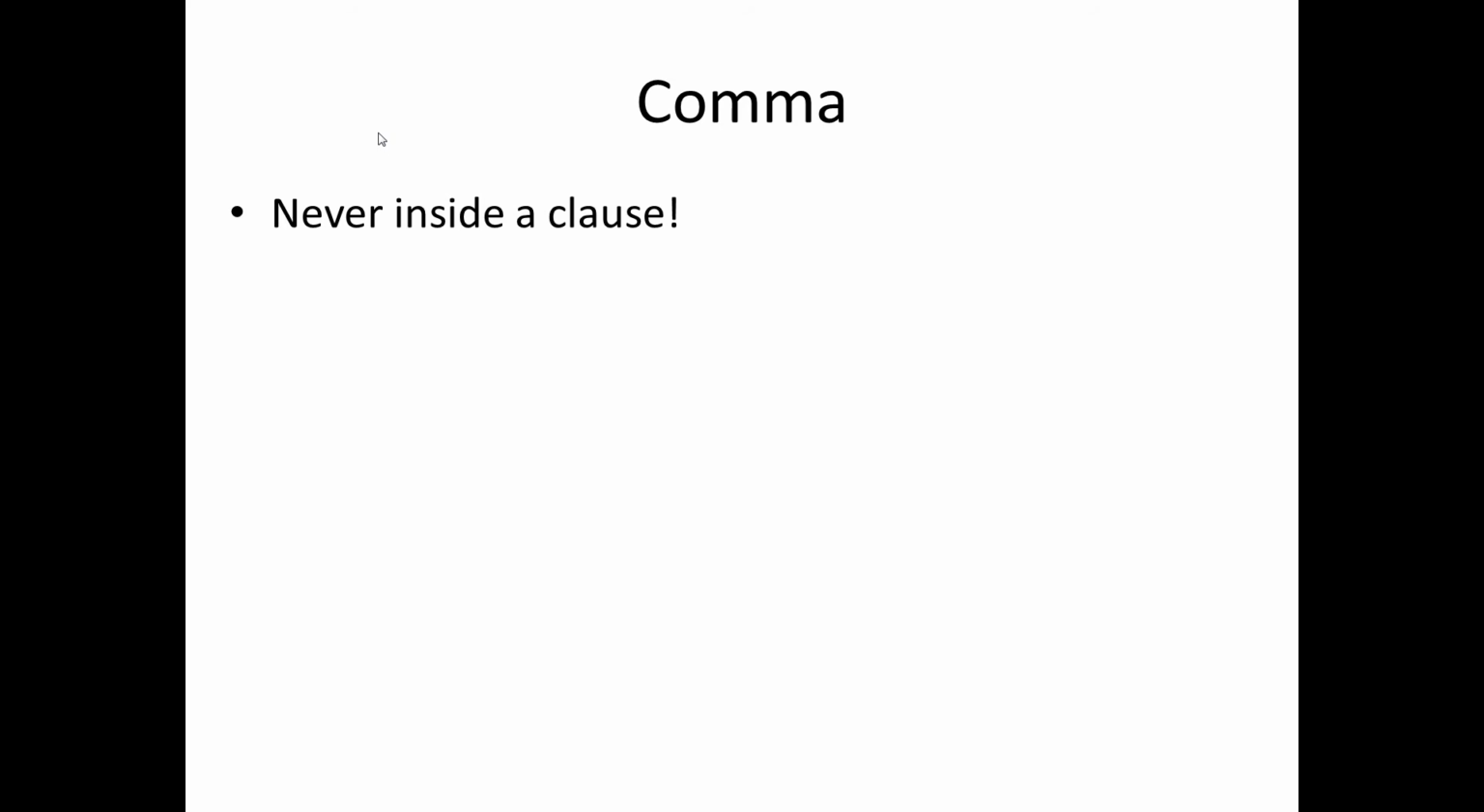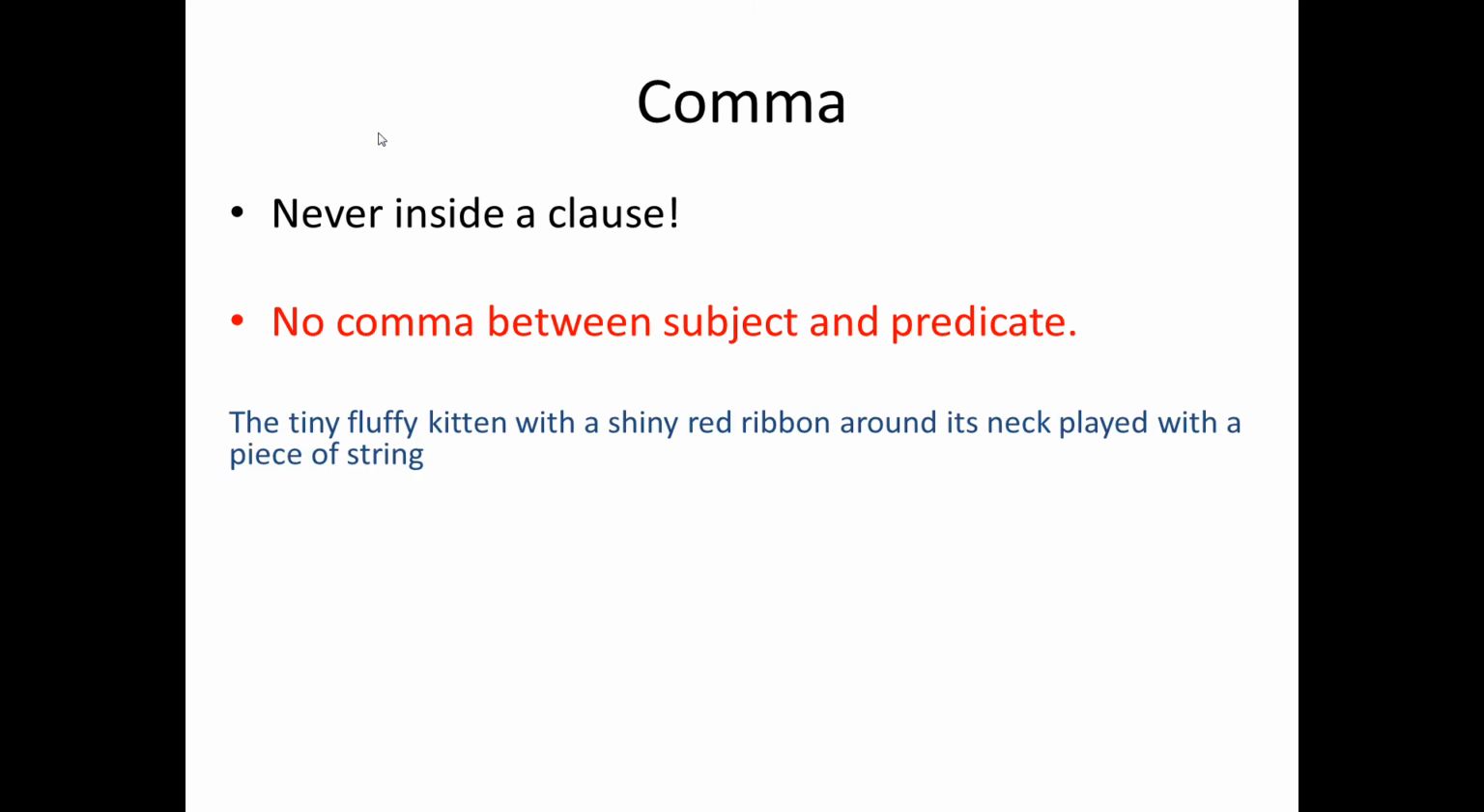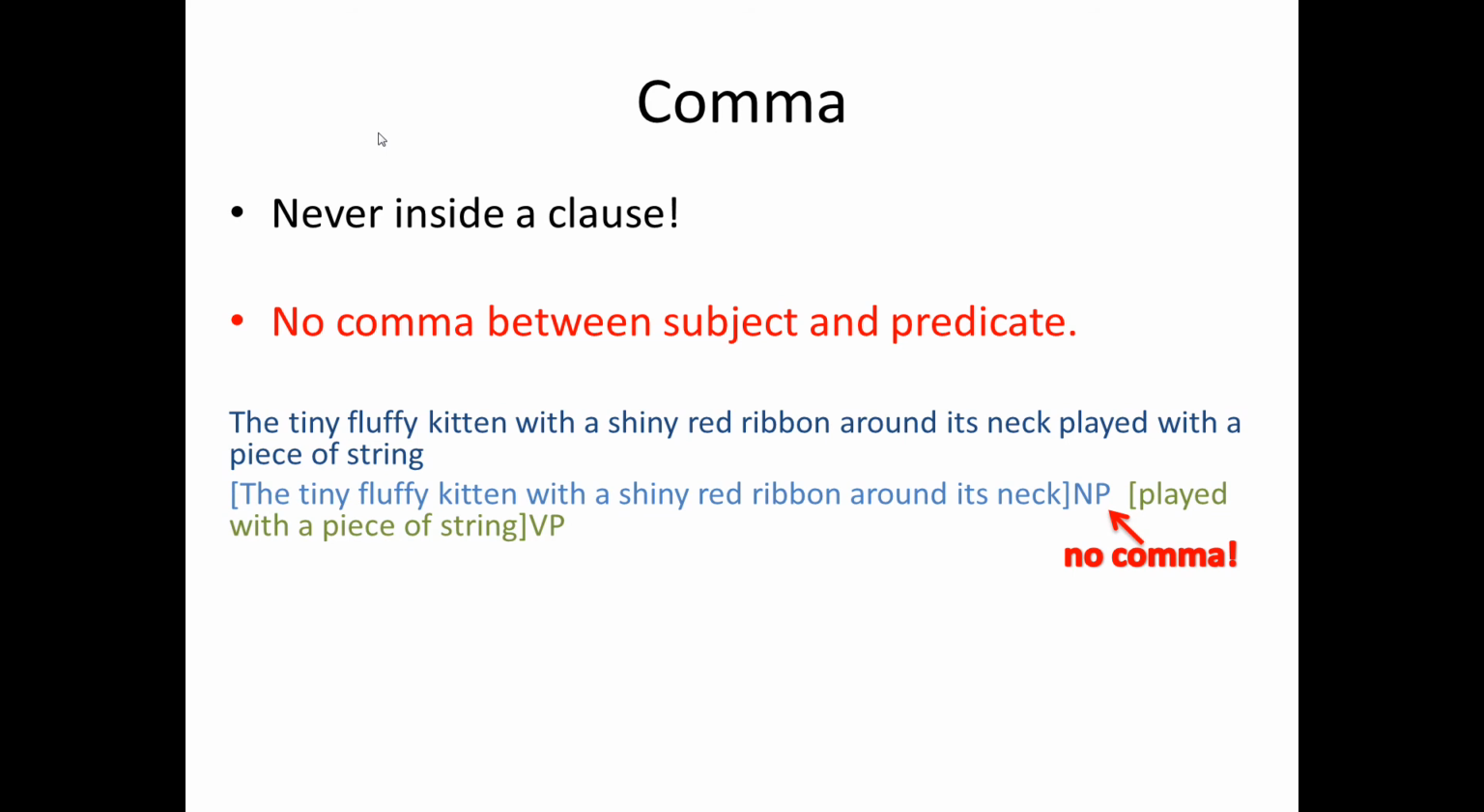With a couple of exceptions, which we'll get to in a minute, we never put a comma within the clause itself. We never put a comma between the subject and the predicate, no matter how long the subject noun phrase is. So, the tiny fluffy kitten with a shiny red ribbon around its neck played with a piece of string. The subject noun phrase is the tiny fluffy kitten with a shiny red ribbon around its neck. The predicate is played with a piece of string, and we don't put a comma in between the two parts of the clause.